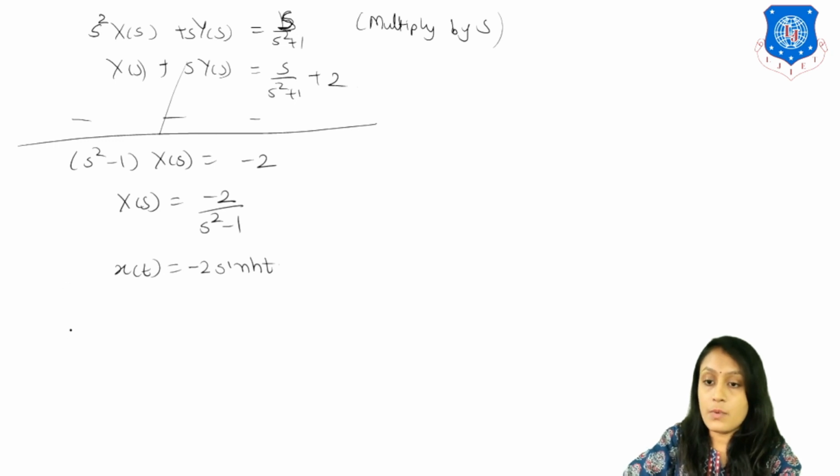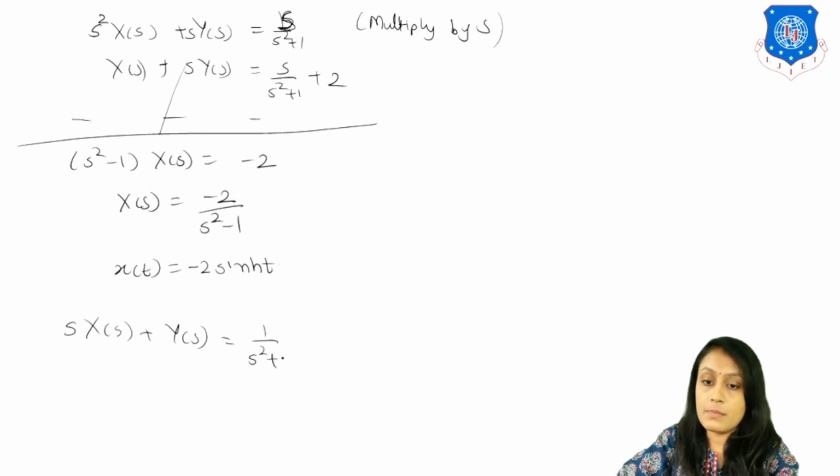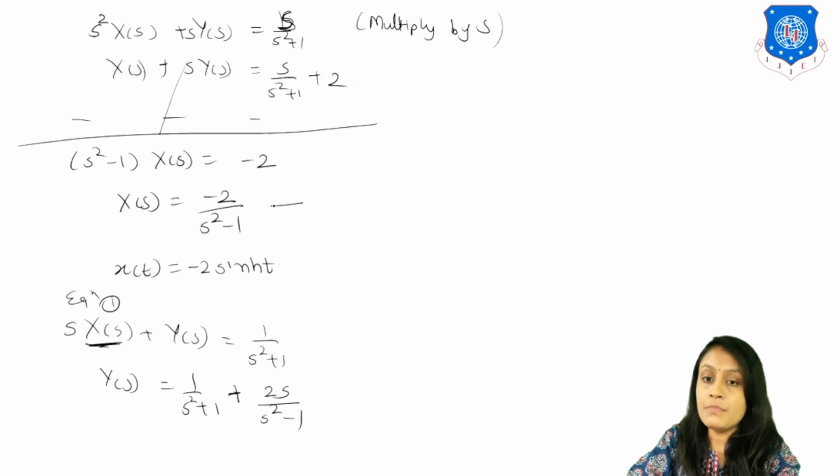Now we have this equation, sX(s) plus Y(s) is equal to 1 upon s square plus 1. This is equation number 1. In this equation number 1, we'll make Y(s) the subject. So 1 upon s square plus 1 minus sX(s). X(s) is minus 2 upon s square minus 1, so bring this side, so we have plus 2s upon s square minus 1. This is your Y(s). What we have done is just substitute the value of X(s) from this term.